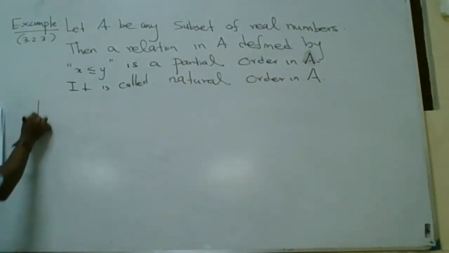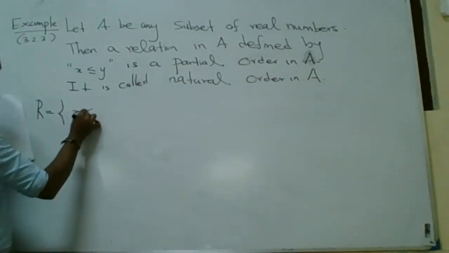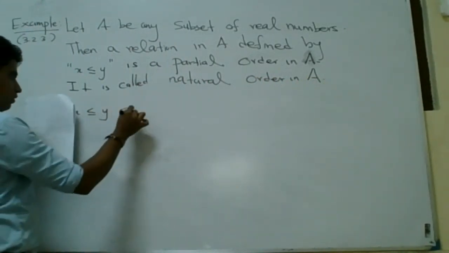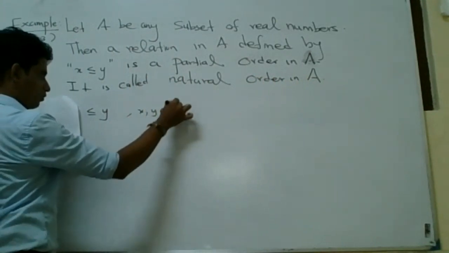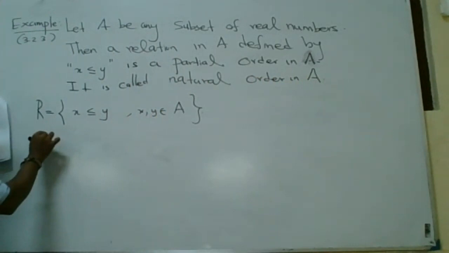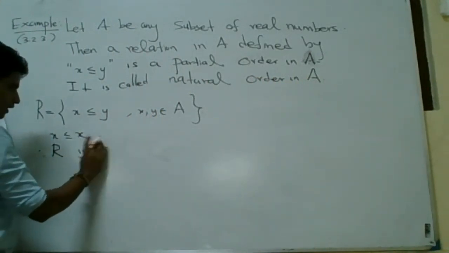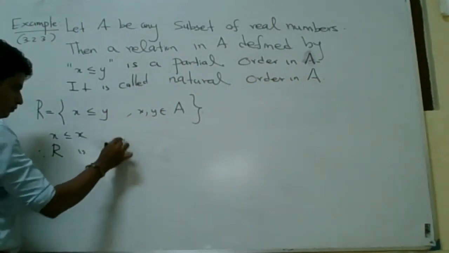Now we do this part. First of all, define the relation R: x R y, for x, y belong to A. Obviously, this is reflexive. x less than or equal to x. Therefore, R is reflexive.